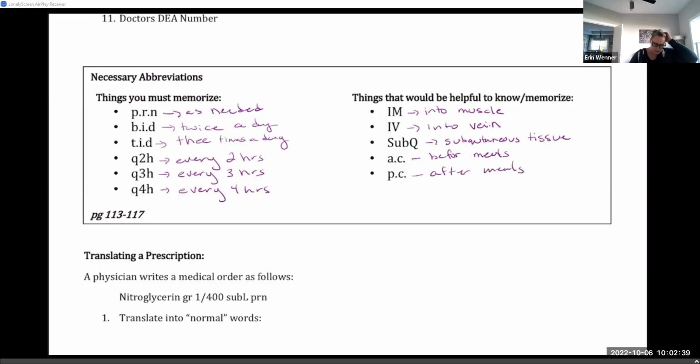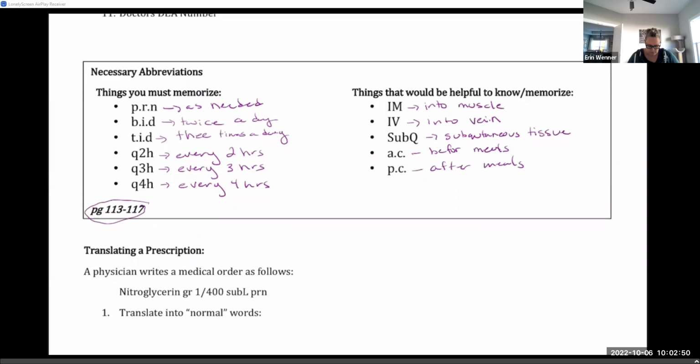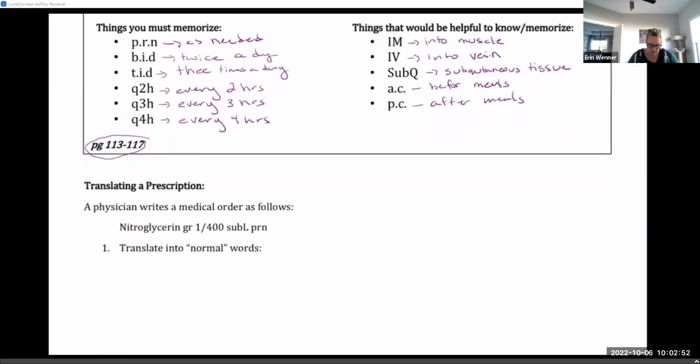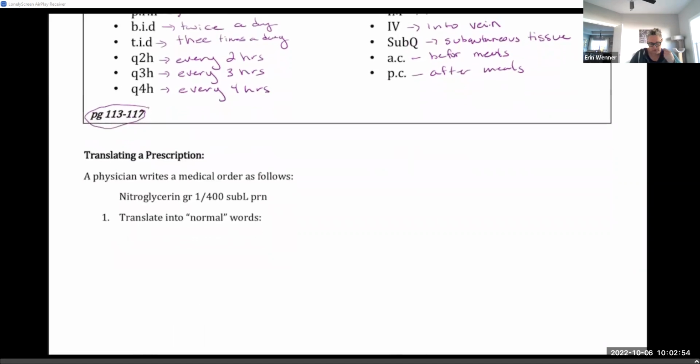And so, like I said, in your textbook, if you look on pages 113 to 117, you are going to have a whole huge list of all sorts of abbreviations that you can use. So a physician writes the medical orders as follows: nitroglycerin, GR 1/400, sub-L PRN. So we want to translate this into normal words.